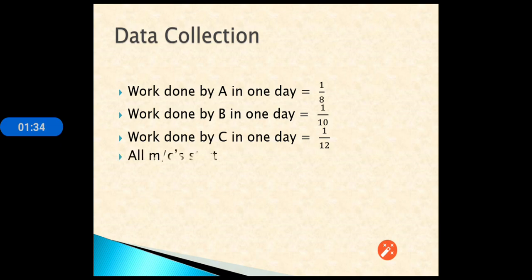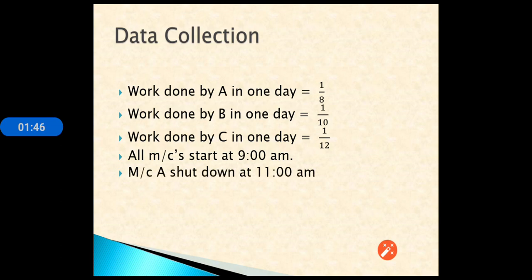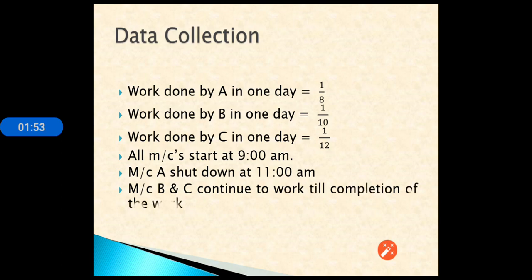It is mentioned in the numerical that all machines start at 9 am. It is also mentioned that machine A stops at 11 am. Machine B and C continue to work till completion of the work, and we need to find out at what time the total work will finish. So let us move to the solution part.